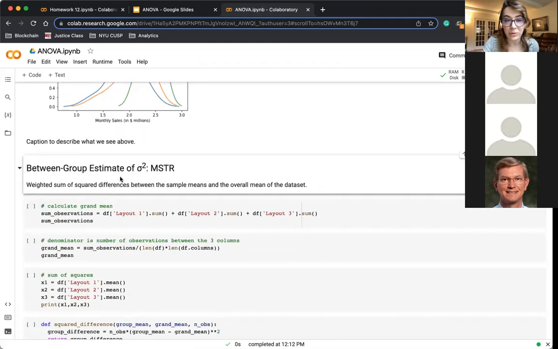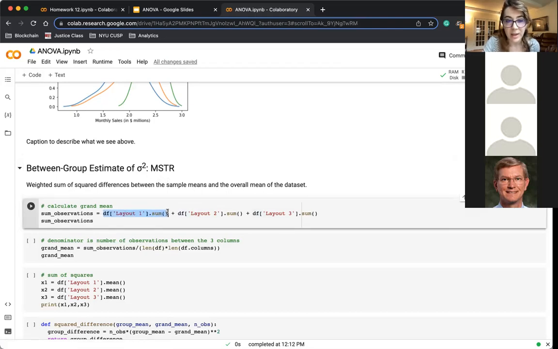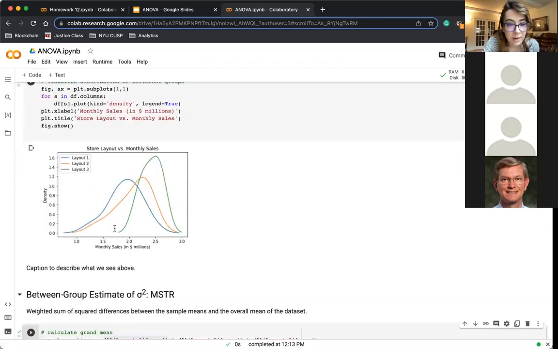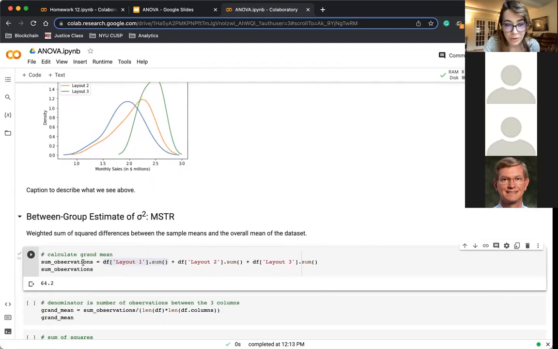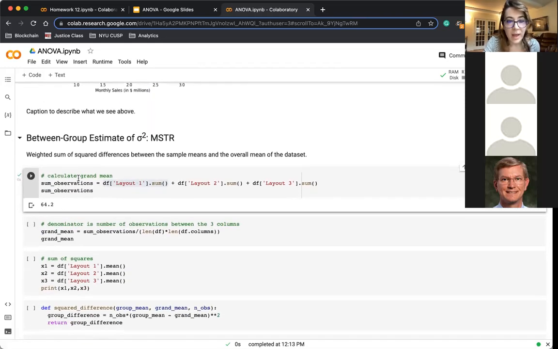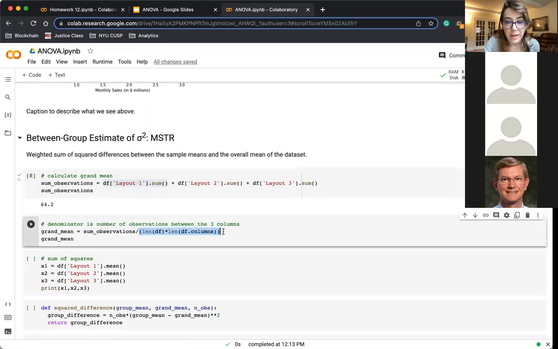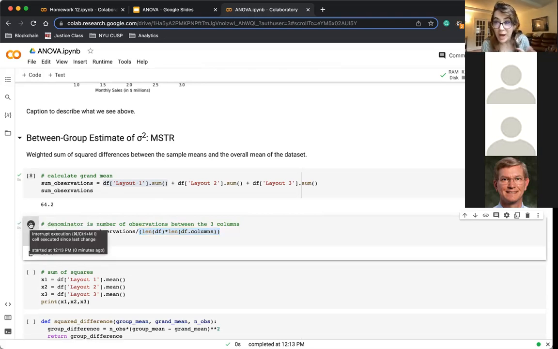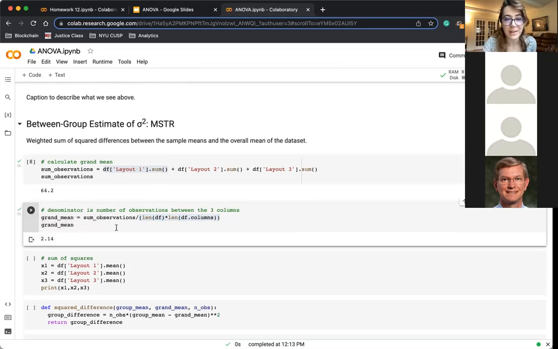So let's talk through how we get this between-group estimate of variance. We take the sum of each sample: for each column, we add up all the values we see, giving this sum of observations. I think these are in millions, so the total of the 3 different layouts is 64 million. The denominator is the length of the data frame: how many observations times how many samples. In this case it's 30, from the slides, since we have 10 observations for each of 3 layouts. We divide the total by that, and this is the grand mean.